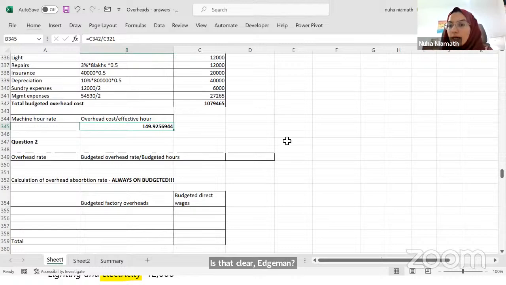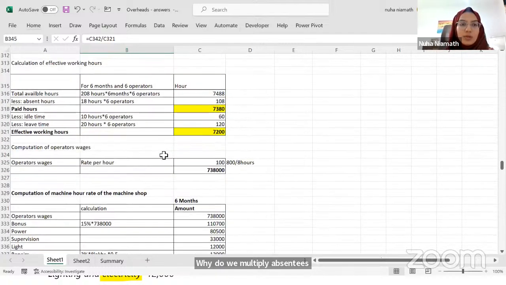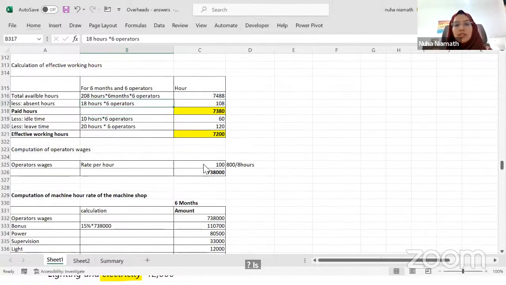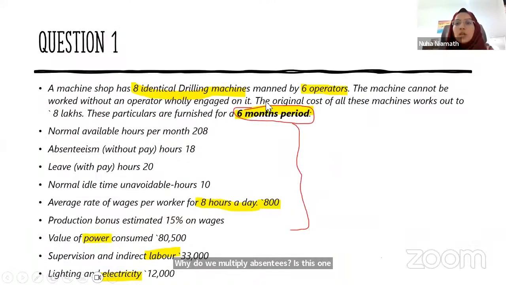Why do we multiply absentees leave idle by 6? Is this for one operator? Okay. So in the question, what has been given is the normal available hours per month.